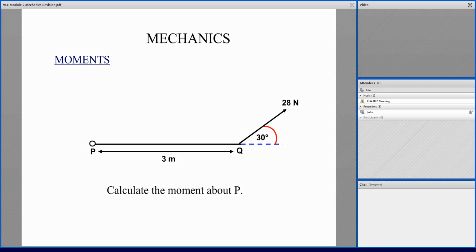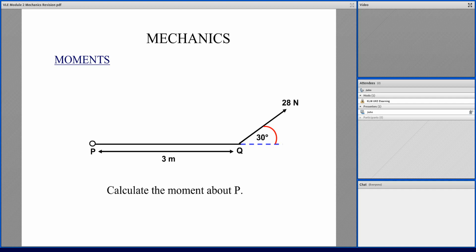A slightly more complicated problem here is, what if the force is not acting perpendicular to the moment arm? Well, if it's not acting perpendicular, we have to use some basic trigonometry, because this is where we need to resolve the force to deal with the components acting perpendicular to this moment arm. So we've got this moment arm here, we'll call it PQ. A moment is being created about the point P, and we've got a force of 28 newtons that is at 30 degrees to the horizontal axis, acting at position Q. The length of the moment arm between P and Q is 3 meters, and the question being asked here is to calculate the moment that is acting about point P.